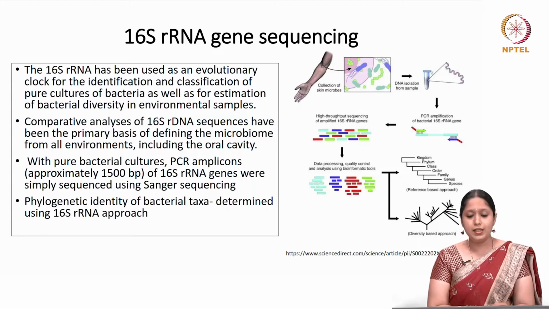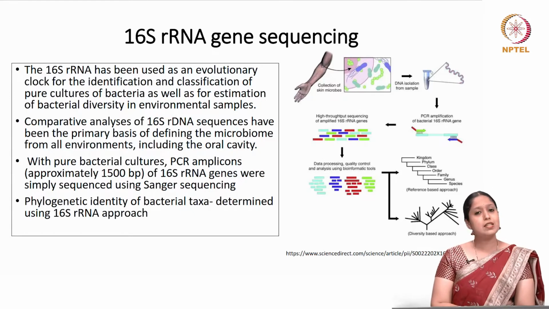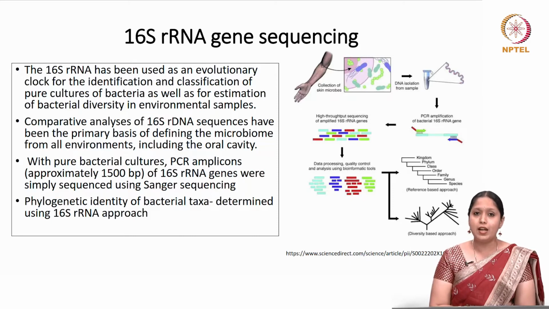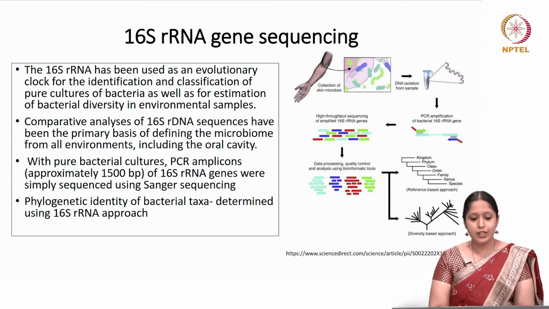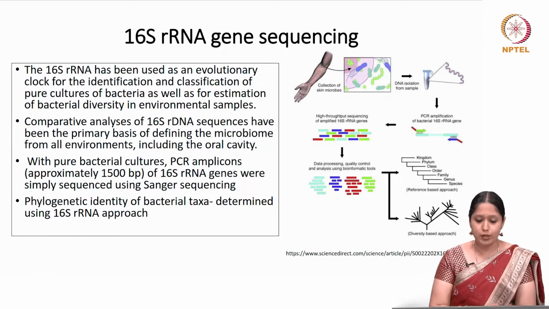So, next comes another important methodology, which is 16S rRNA gene sequencing. The 16S rRNA gene sequencing has been used as an evolutionary clock for the identification and classification of pure cultures of bacteria, and it also helps in estimation of bacterial diversity in environmental samples. The comparative analysis of 16S rDNA sequences has been the primary basis of defining the microbiome from all environments, including the oral cavity.